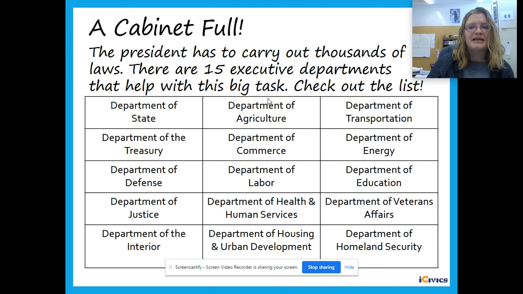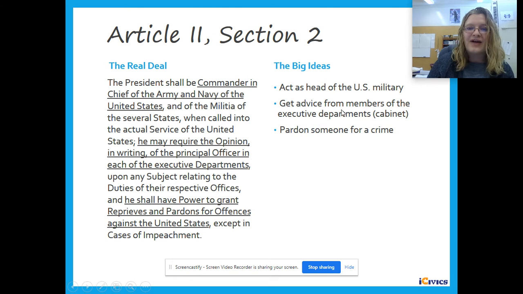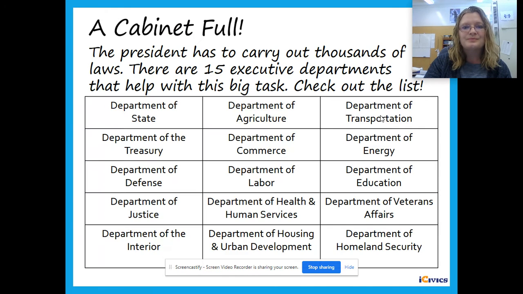So his cabinet, these are all the departments under the executive branch. There's a lot of them. Department of State, Department of Agriculture, Transportation, Energy, Commerce, Treasury, Defense, Labor, Education, Veterans Affairs, Health and Human Services, Justice, Department of the Interior, Housing and Urban Development, and Department of Homeland Security. So on this last slide, when it says that he gets advice from members of the executive departments, he is the boss of all those executive departments, so he talks to them.